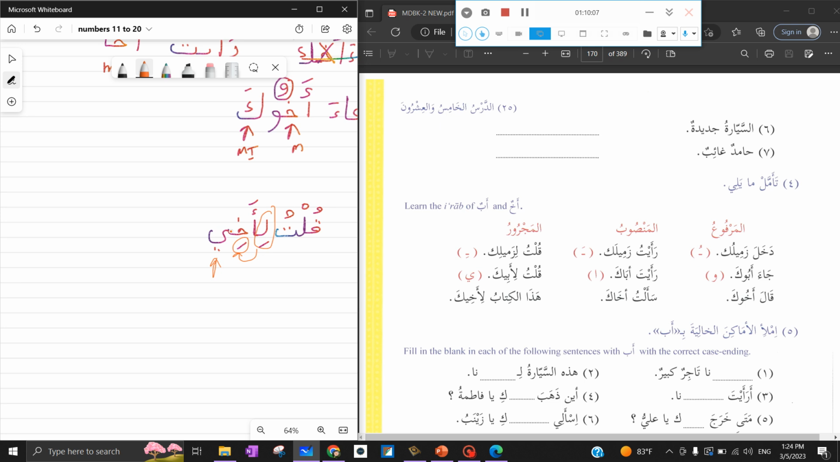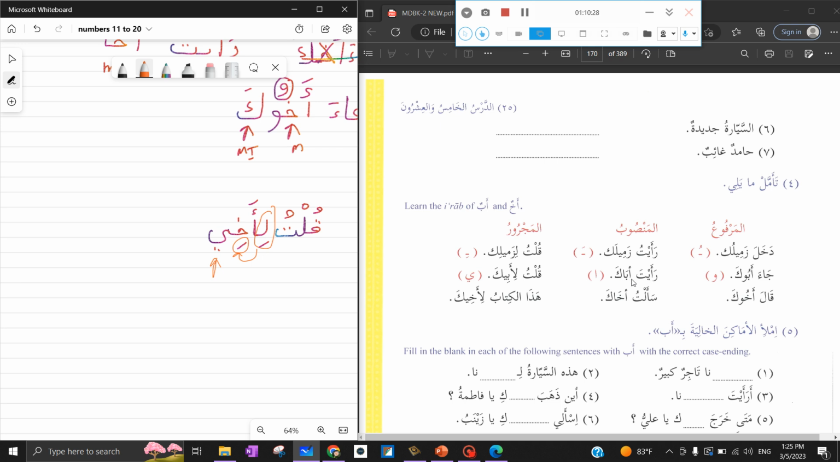Okay, qultu li akhi. So this is how you do with all the others, with dhu, fu, ham, akh, ab, everything. So this is the rule for asmaul khamsa.